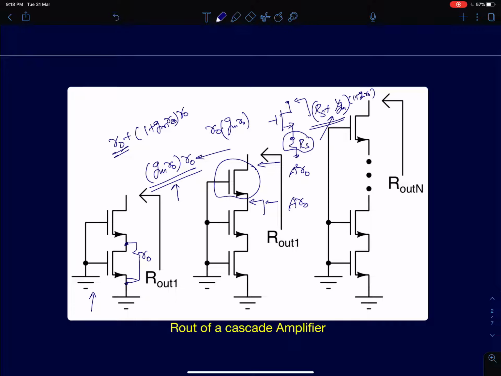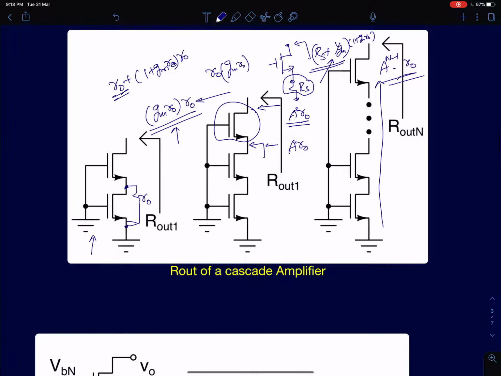If I have n such devices, here it's 3 devices, I get A square R0. When I cascade n such devices, I am going to get A power n minus 1 times R0. I just spent a little time explaining this in detail. If you go through that, you will understand it's very simple. Maybe you felt what I presented there was a little complicated, but it's not really.